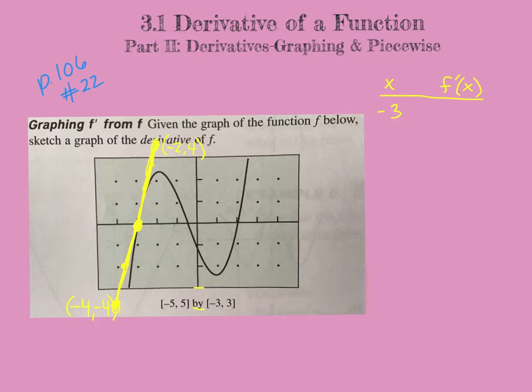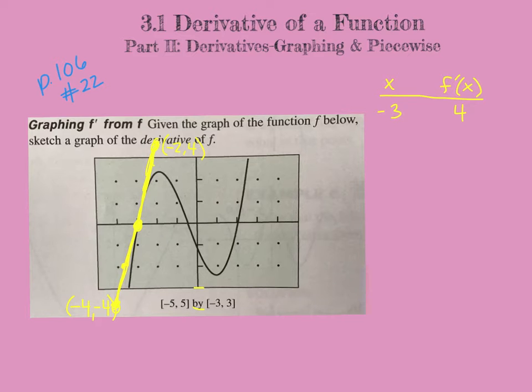And we can just estimate the slope, or actually just count it. From this point to this point, we're rising 4 and running 1. We're rising 4 and running 1. And we're rising 8 and running 2. Our slope is 4 there, f prime. It's a large positive number.